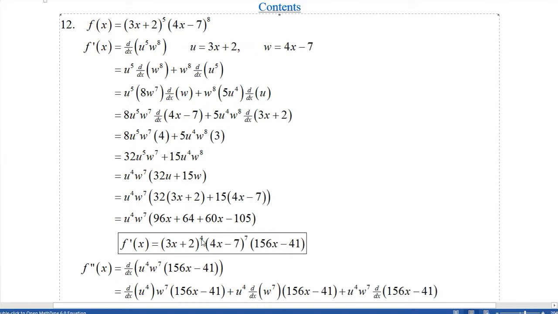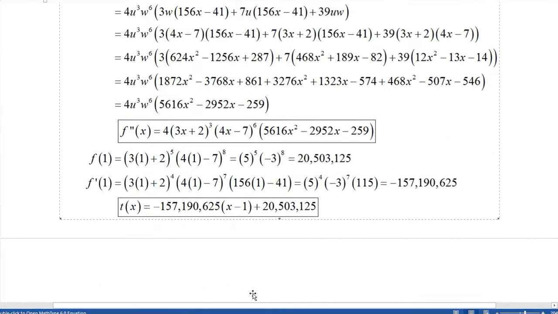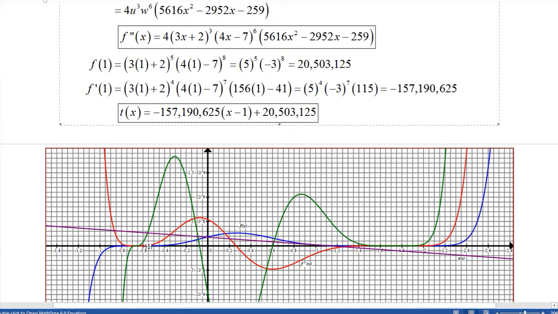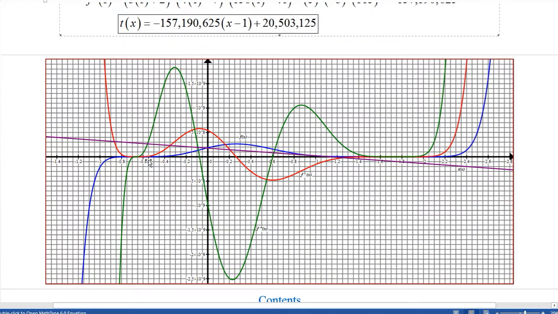And if we take another derivative, we're going to end up with 3x plus 2 to the 3rd power in our final answer for our second derivative as one of our factors. So the second derivative is also 0 there. So that was at negative 2/3, negative 0.6 repeating, which is right here. And notice that the first derivative, second derivative, and the original function are all 0 there.